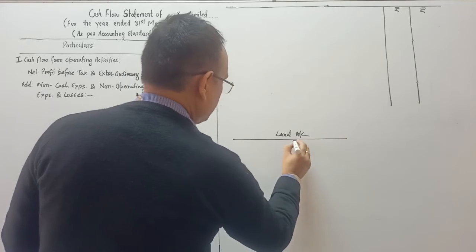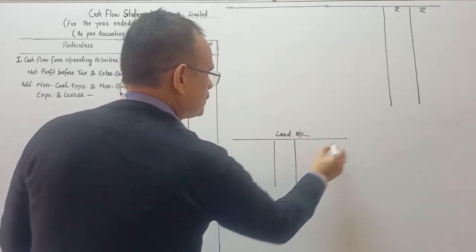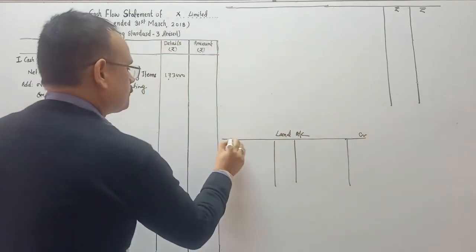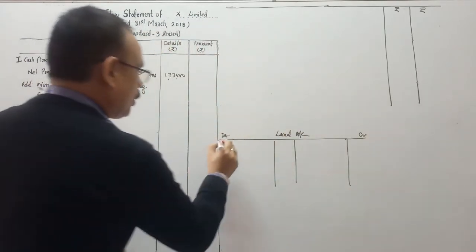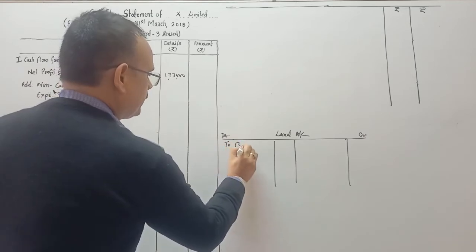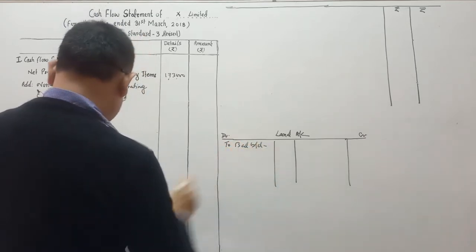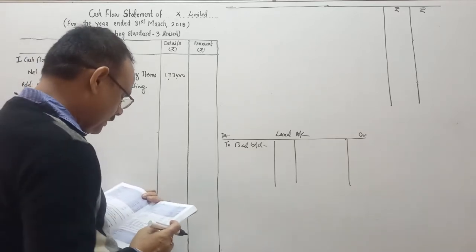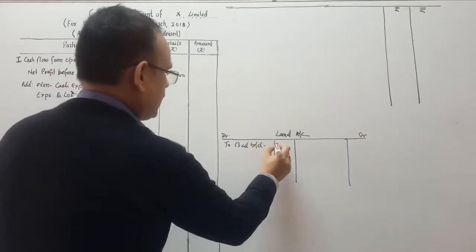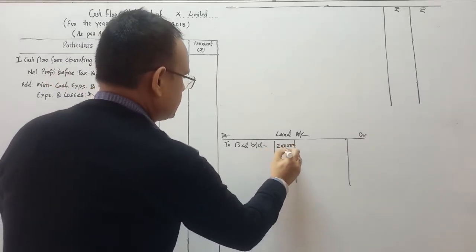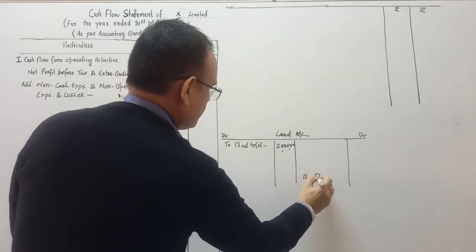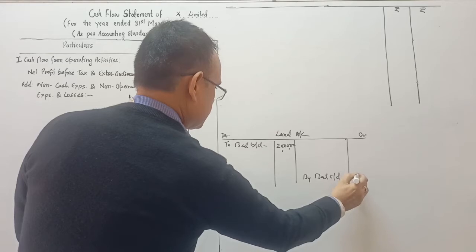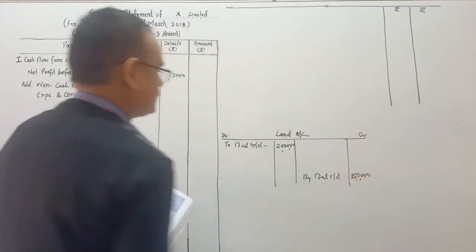On the basis of the information given in the working note, you prepare the ledger of land on the basis of the information given in the question. So the opening balance of land is given in working note number 3. Last year it was 2 lakhs, and this year's balance we will write on this side, by balance carried down, 1,50,000, the current year balance.